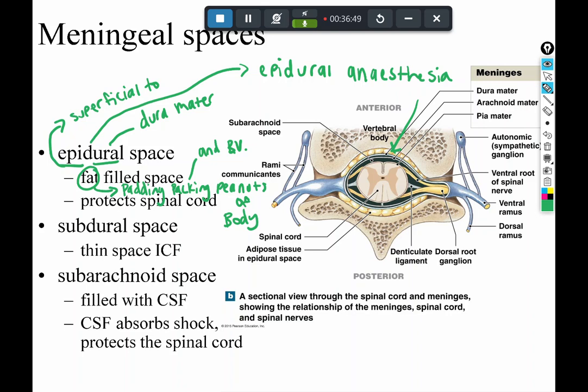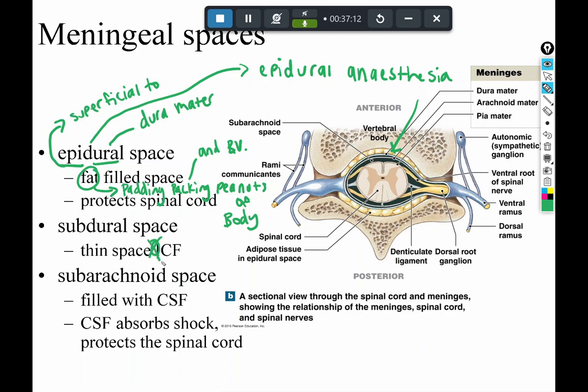The subdural space is a really, really thin space. It's technically a potential space, so it's just that the arachnoid mater and the dura mater are up against each other, but they're not connected to each other. And this should say ECF, it's not intracellular fluid.